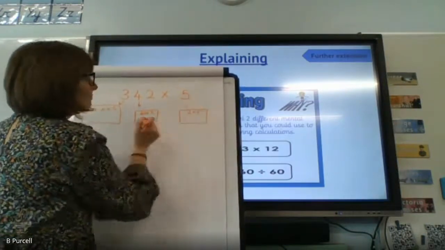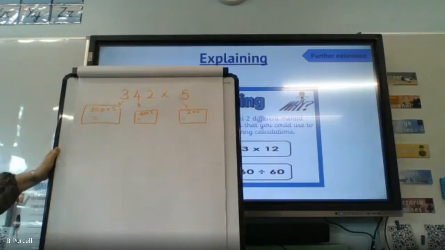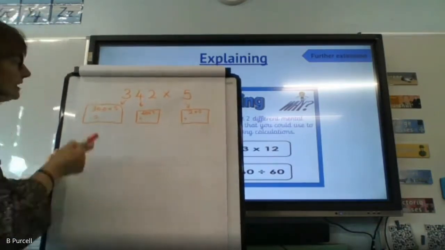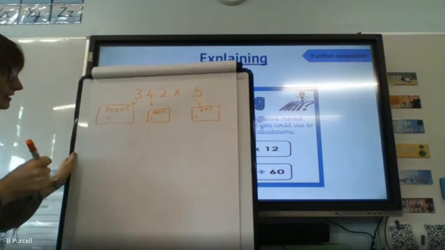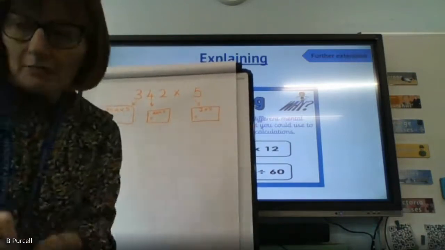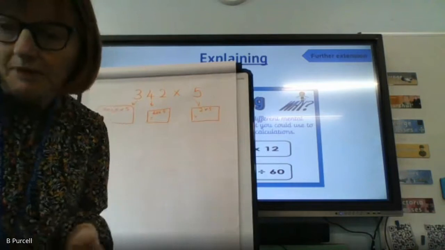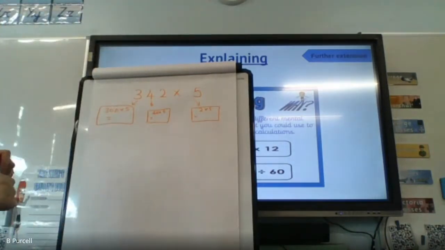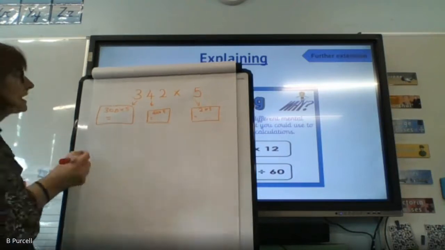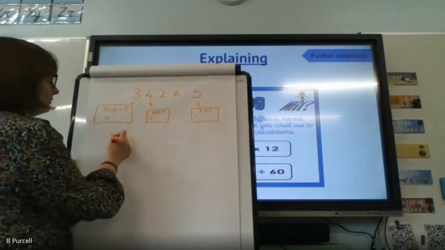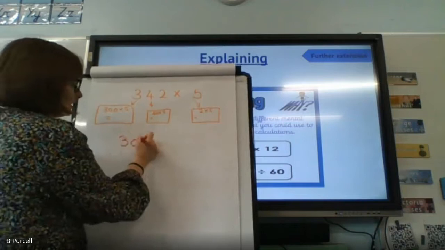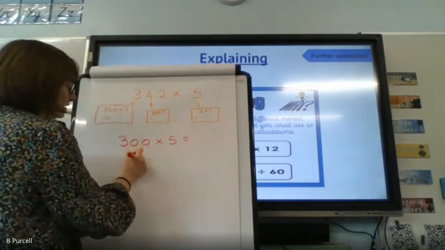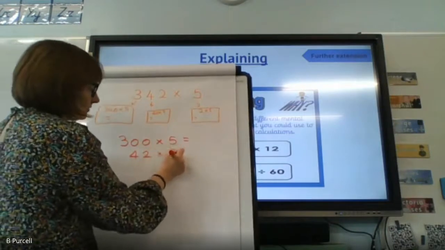And I have partitioned one way using the part-whole model. And if I wanted to use a second partitioning mental calculation method, I might say 300 times 5 equals and 42 times 5 equals.